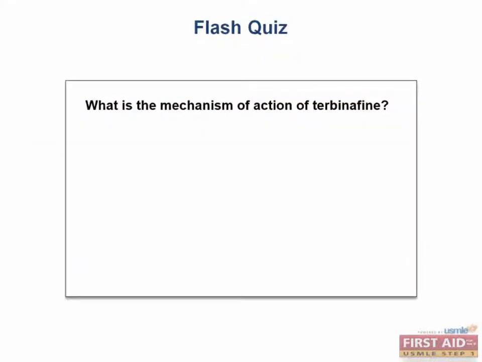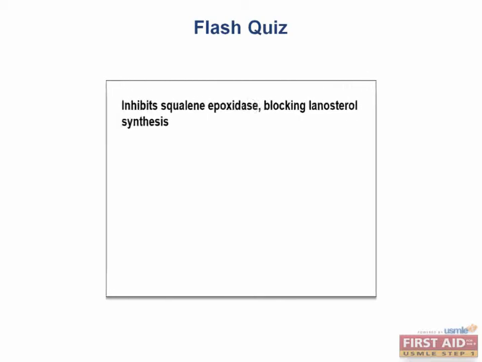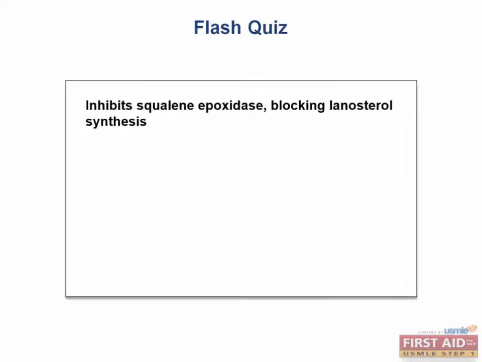Now time for a flash quiz. What is the mechanism of action of terbinafine? Terbinafine inhibits squalene epoxidase, blocking ergosterol synthesis.